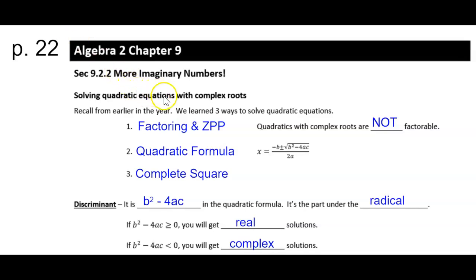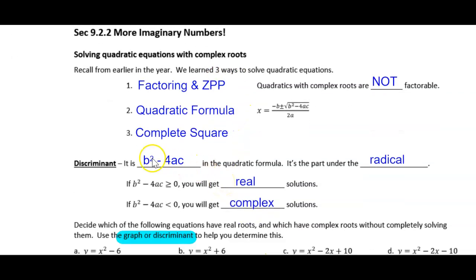So up to this point, we have solved quadratic equations three different ways. We have done factoring and the zero product property, we have done the quadratic formula using the discriminant first, and we've done completing the square. If we have a quadratic with complex roots, it is not going to be factorable though, so we're not going to be able to apply number 1 when we have complex roots. We will be able to apply the other two.